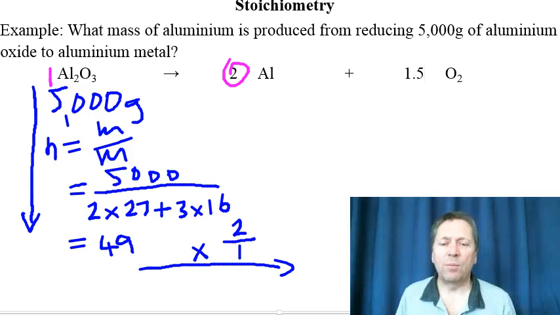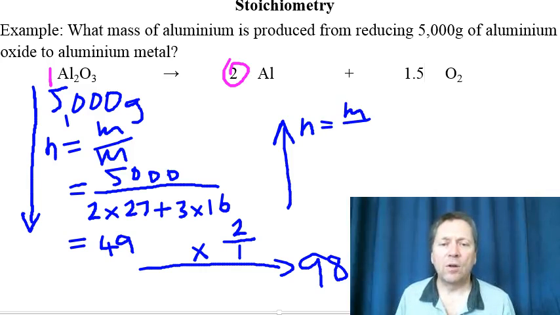And we find that if we multiply that out, we get 98. 98 moles of aluminium is produced. Great, 98 moles of aluminium. But how many grams is that? Well, the number of moles is equal to the mass over the molar mass. So that means the mass is equal to the number of moles times the molar mass.